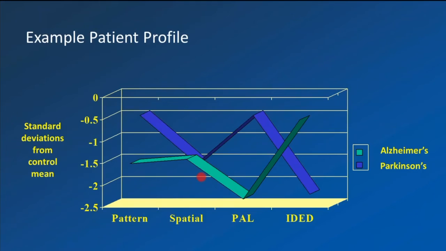This graph just demonstrates how different disease areas have a different profile across the tests. It shows the results for mild Parkinson's and mild Alzheimer's patients. Comparing the PAL and set-shifting IDED tasks, we can see that Alzheimer's patients are deficient on the PAL task, but are okay on the IDED, whereas the Parkinson's patients show the reverse.